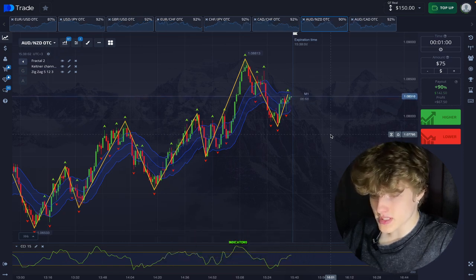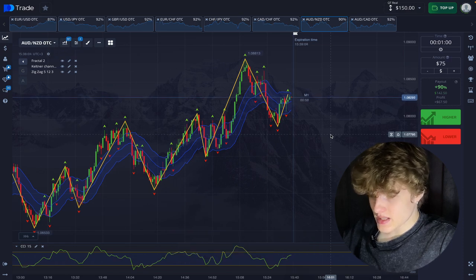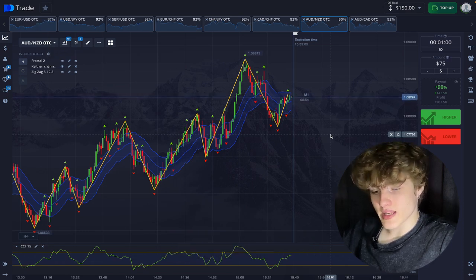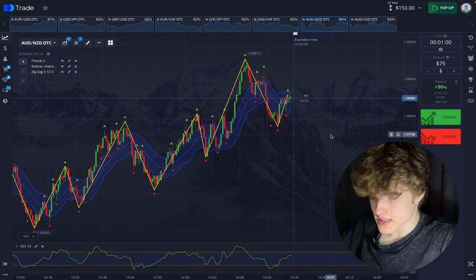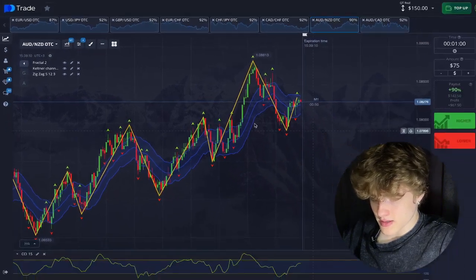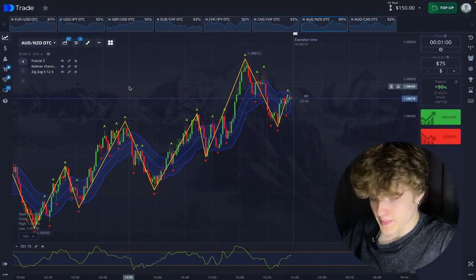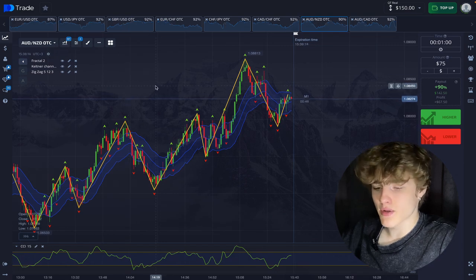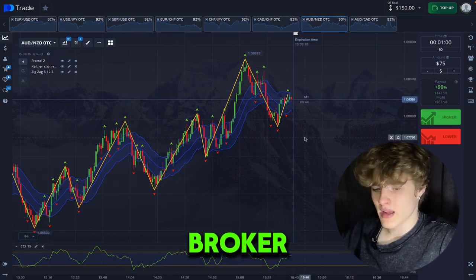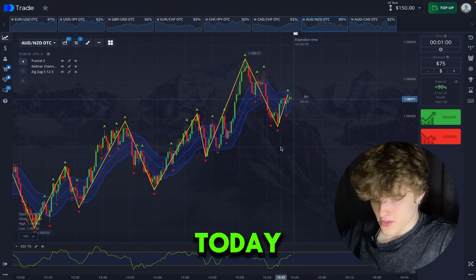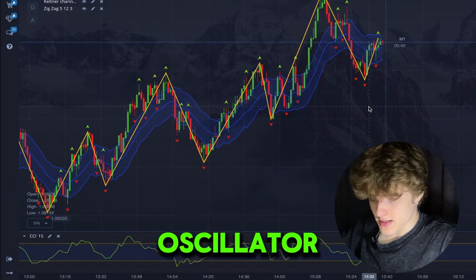What can I say about indicators? Actually, for today's trade, I have selected the following indicators. This is Fractal, Keltner channel, and Zigzag. These three indicators come with absolutely full settings for this broker, and also today I have CCI oscillator with a period of 15.